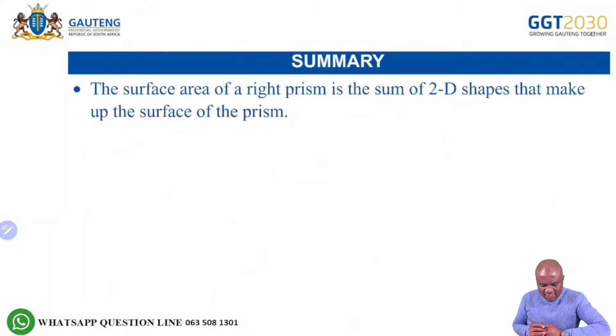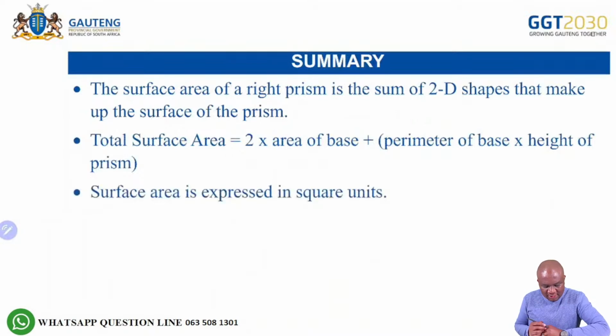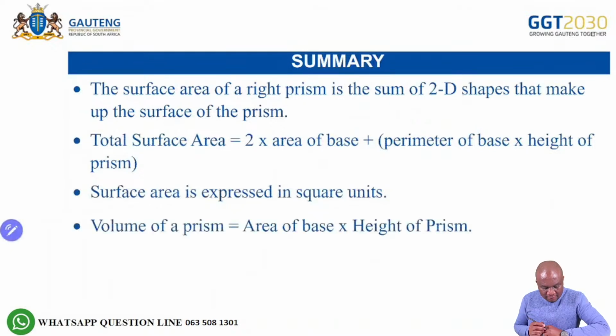Right, summary. The surface area of a right prism is the sum of the areas of the 2D shapes that make up the surface of the prism. We saw that in our lesson. And then the total surface area is 2 times area of the base plus perimeter of base times height of the prism. We also managed to use this formula. And then surface area is expressed in square units. Please take note of that. And then volume, we didn't manage to go to volume, but volume of a prism is area of base times height of prism. We know what a base is, and you know what the height of prism is. You may use this in your other lessons.